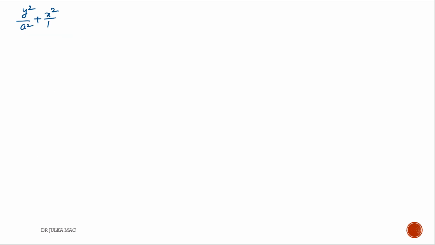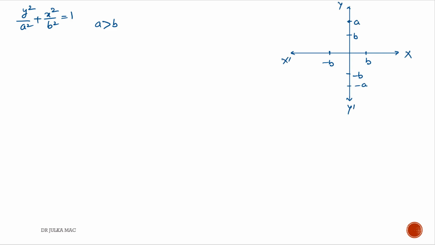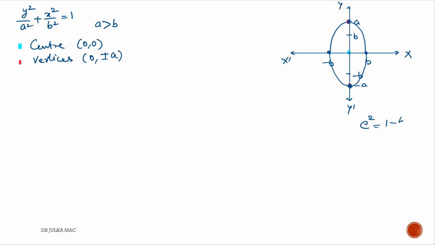Second type of ellipse is when y square by a square plus x square by b square equal to 1. Again here a is greater than b. If we put x equal to 0, the value of y is plus minus a. If we put y equal to 0, the value of x is plus minus b. By joining these 4 points, we can draw the ellipse. Here center is origin, so center is 0, 0. We have two vertices 0, plus minus a, and again we calculate e square using the same formula 1 minus b square by a square, where e is less than 1.